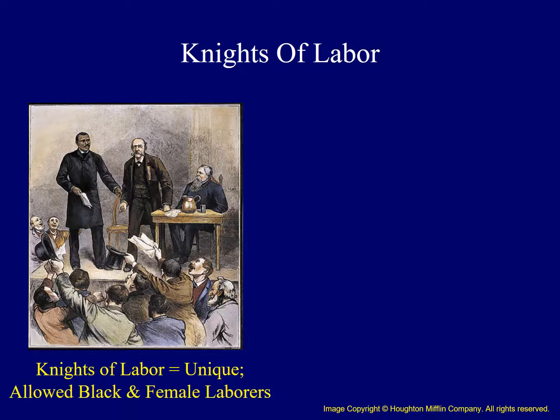This was founded in 1869, and membership expanded under the leadership of Terence Powderly. One of the things that made the K of L very unique was that membership was open to all laborers, and by the 1880s they had over 700,000 members. Now there were a variety of goals that they sought to bring about in the United States. Among them included equal pay for women, an end to child labor, and they also wanted to limit Chinese immigration.